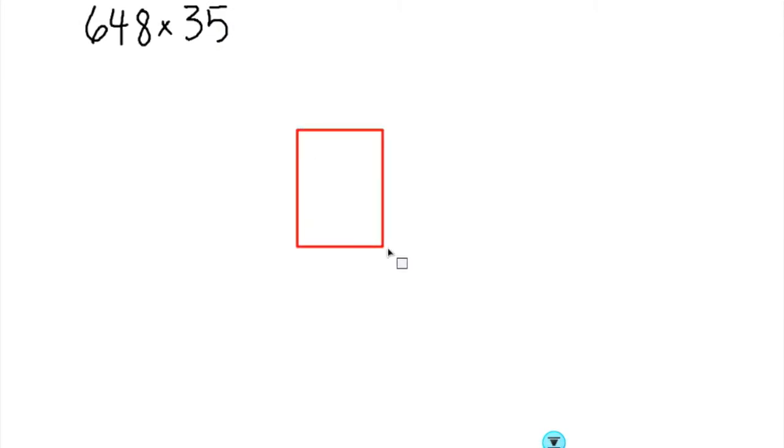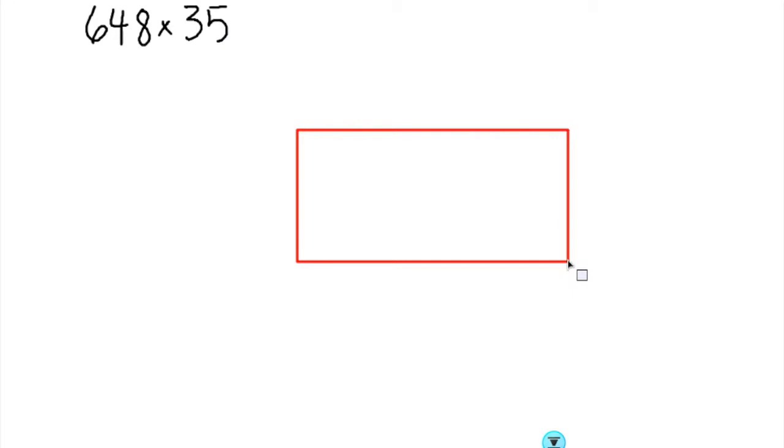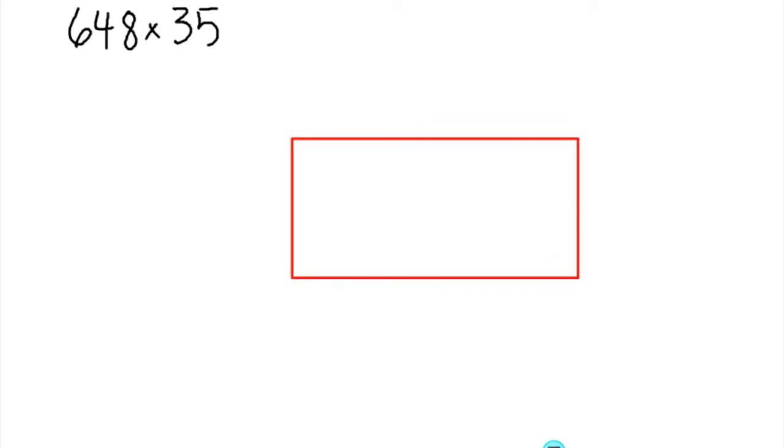For a second problem, we're going to be multiplying a 3-digit number times a 2-digit number using area model / rectangle sections. So our problem is 648 times 35. Now, however you choose to decompose these numbers, decompose them in a way where it's to your benefit, to your strengths, to your abilities. So set up your rectangle.